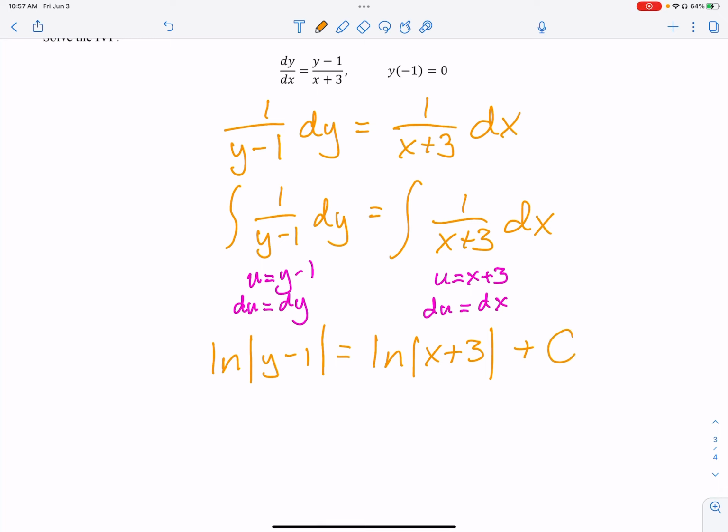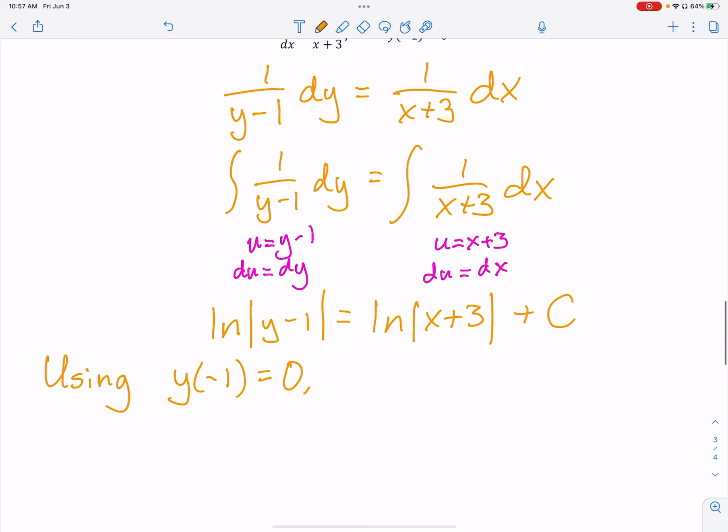All right, from here, this is where I don't solve for y. I take my integral, and once I get down to not having the dy, dx anymore, and I get down to almost my answer, like right now, I use my initial condition. So using y of negative 1 equals 0, it's x is negative 1, y is 0.